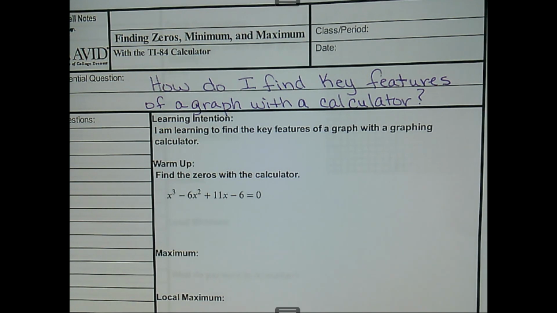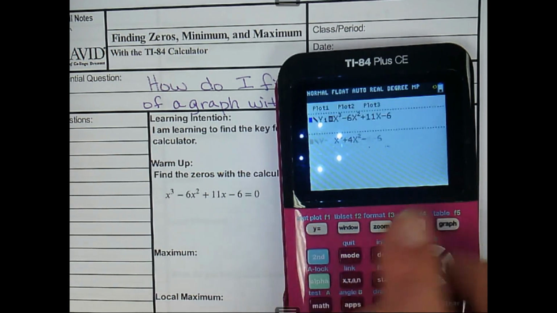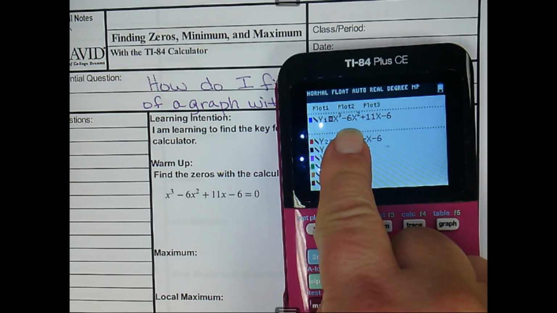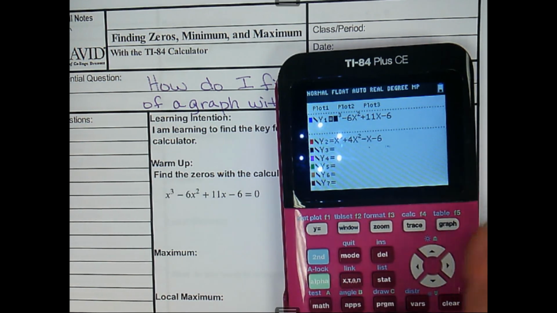So we've already learned how to find the zeros with the calculator, so pause the video and find the zeros with your graphing calculator. Okay, I hope you did. First step is to put it into your y equals button. Then you hit graph.